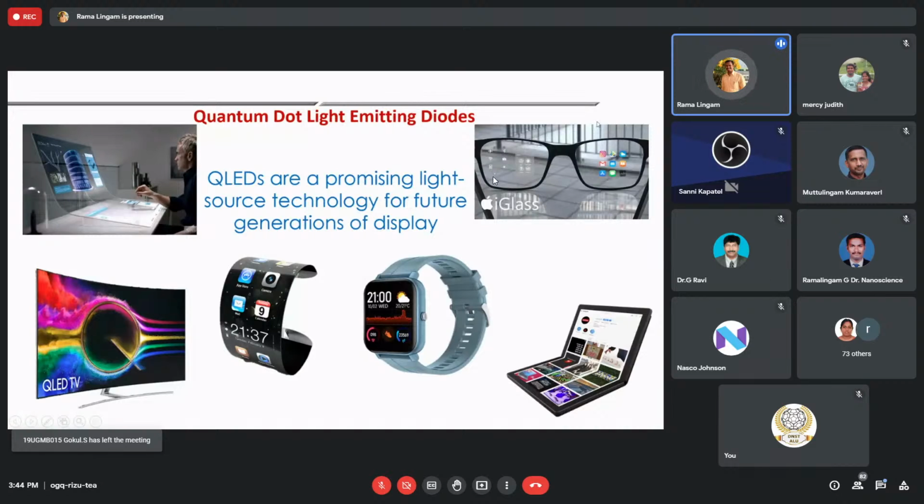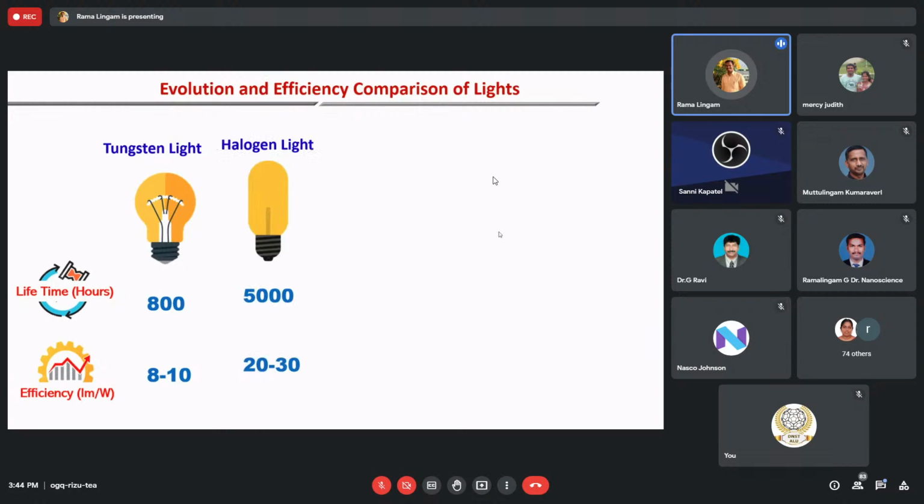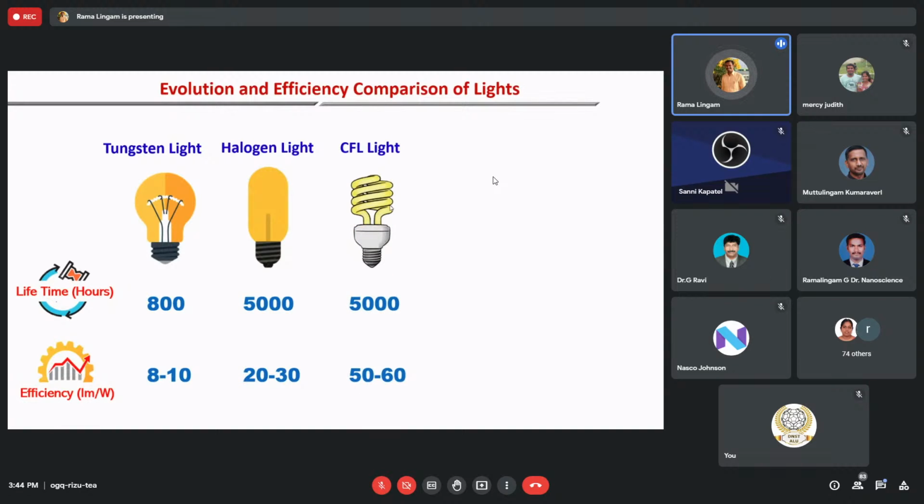So there is Google Glass, smart glass, which is going to be coming to the market very soon. But already in the market, one or two companies have started producing Google Glass, smart glass. Here the displays are made up of quantum displays, QD displays. So why QD displays? For that, we need to compare the evaluation of efficiency compared to the light. If we know this, then we can understand the strength of QLEDs.